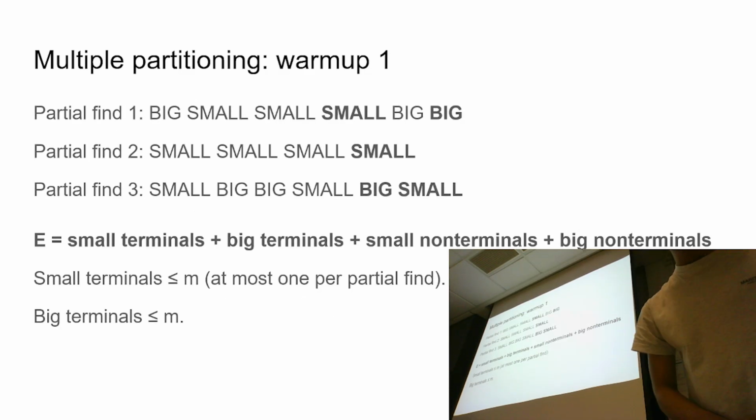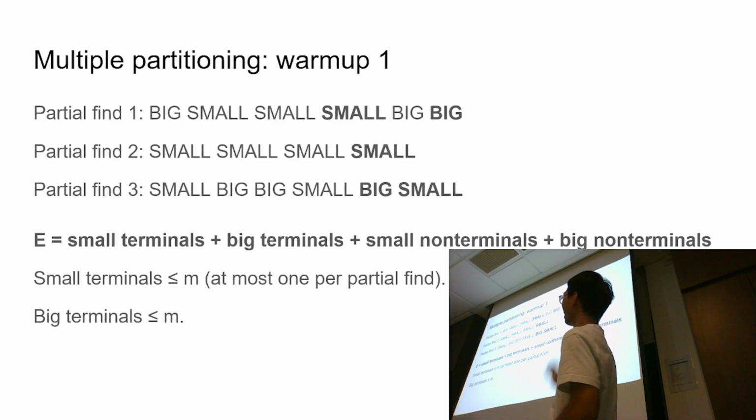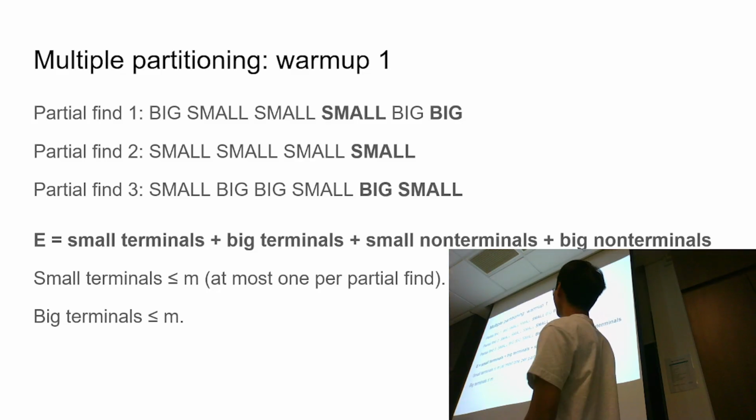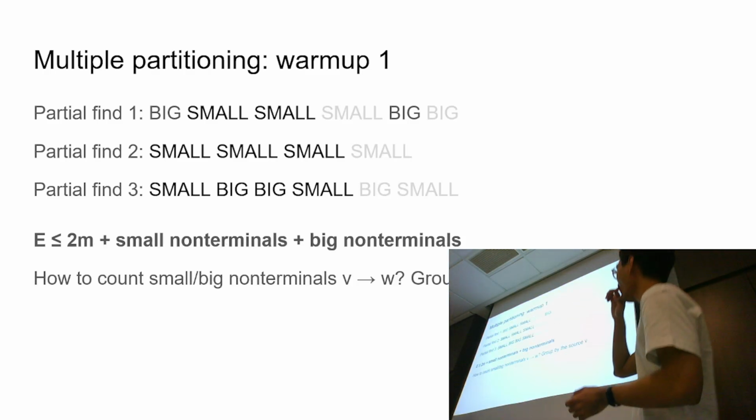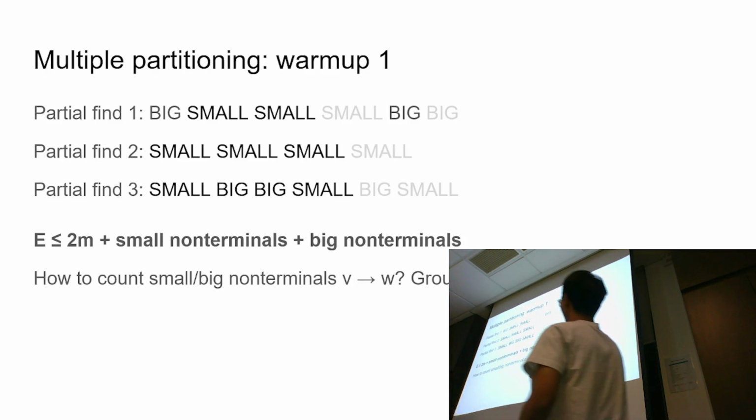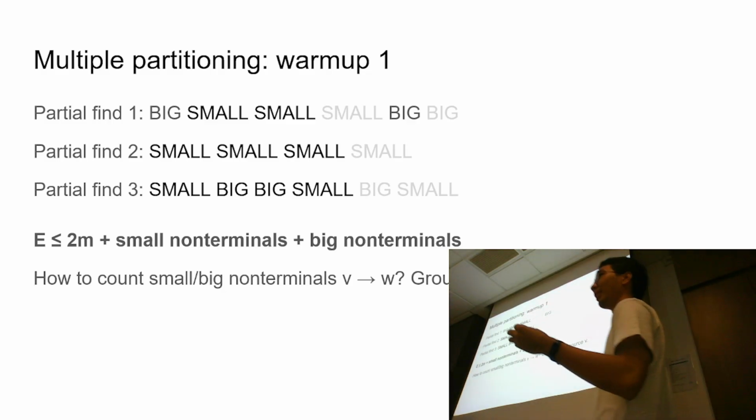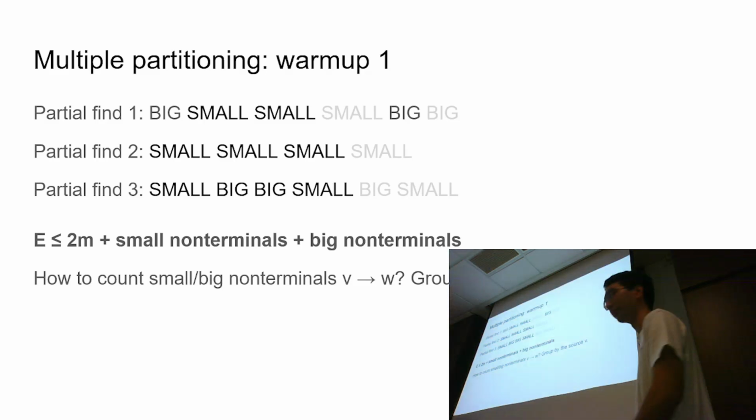Yeah. So now we can group our edges into small terminals, big terminals, small non-terminals, and big non-terminals. We can handle the first two first, because we observe that there are at most m small terminals, because it can only appear once per partial find. And similarly for the big terminal. So m plus m is 2m. Now we just have the rest to handle. That means we need to count how many non-terminals there are. And now the important technique is to group the non-terminals by the source node.